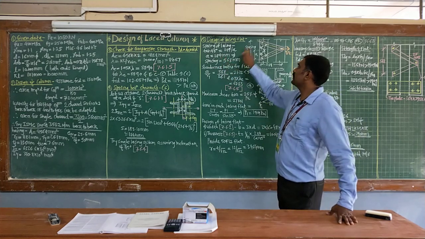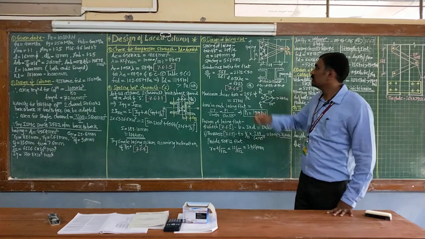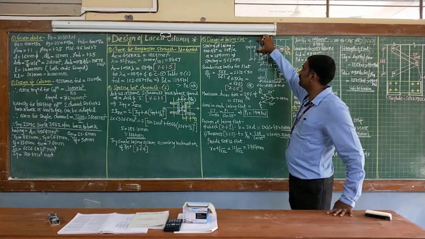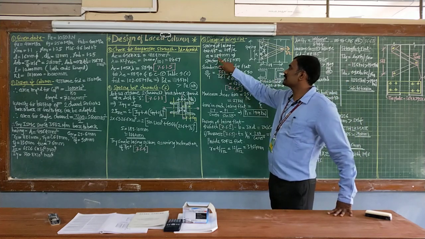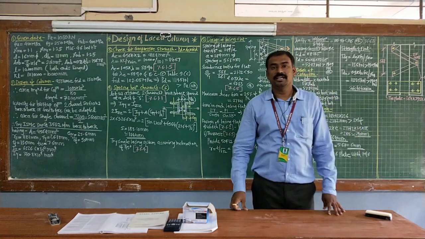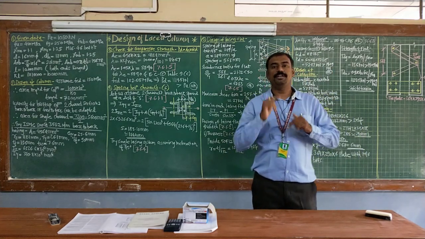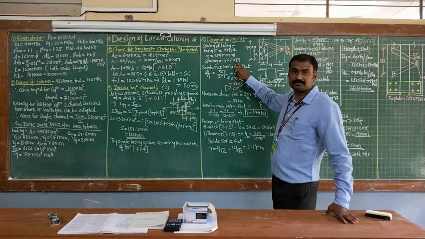So 284. Now here you can observe that the spacing is double your calculated value. This is a value and again this will be a value. So in short, spacing is 2 times a. So spacing will be equal to 284 multiplied by 2, and you will get 568 mm. So your spacing between your lacing flats will be equal to 568 mm.